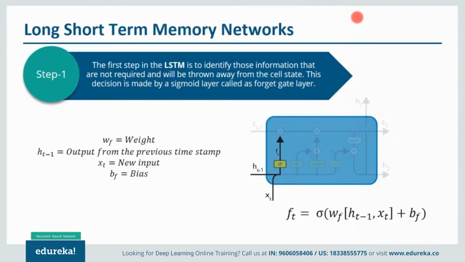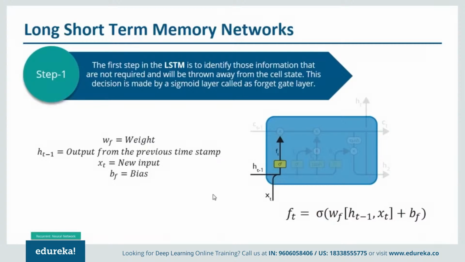Now let me explain the equations which I've written here. So ft will be combined with the cell state later on, that I'll tell you. Currently ft is nothing but the weight matrix multiplied by ht-1 and xt, plus the bias, and this equation is passed through a sigmoid layer. Alright, and we get an output between 0 and 1. 0 means completely get rid of this, and 1 means completely keep this. Alright, so this is what basically is happening in the first step.